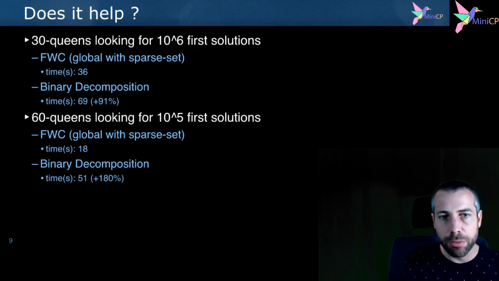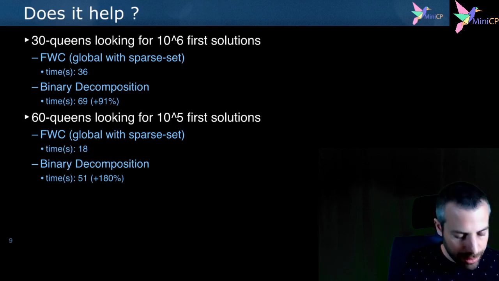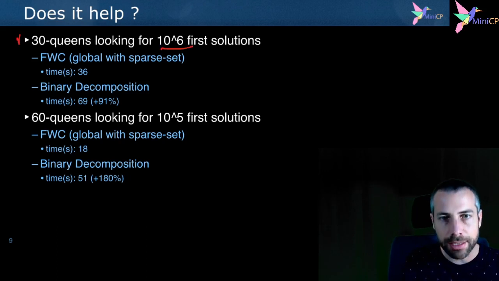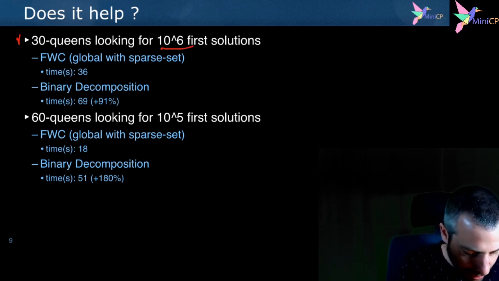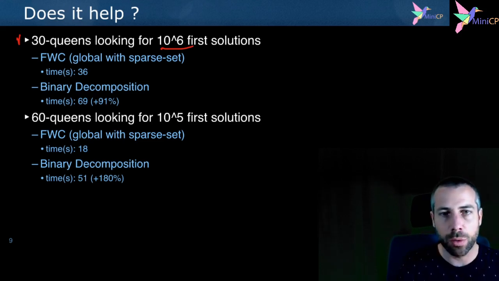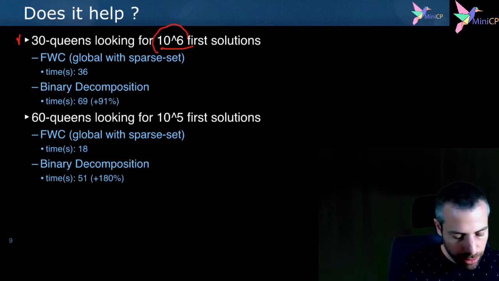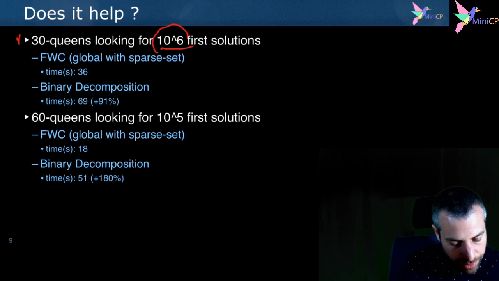Let's increase the number of variables. Now instead of 15 queens, we have 30 queens, and we are looking for the first million solutions. In that case, it would be very time-consuming to scan all the solutions, which is why I stop at the first million. With the forward checking, 36 seconds, and with the binary decomposition, so this was the one without the sparse set, it's 69 seconds, and so the gain is even larger.